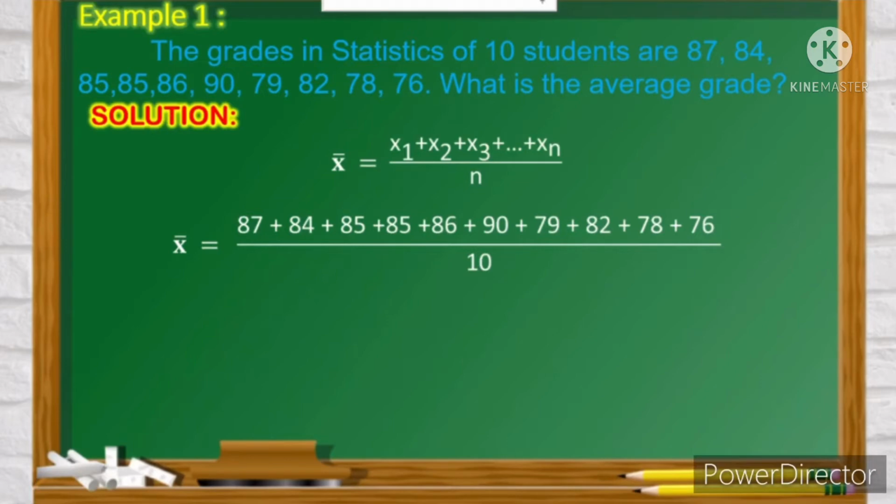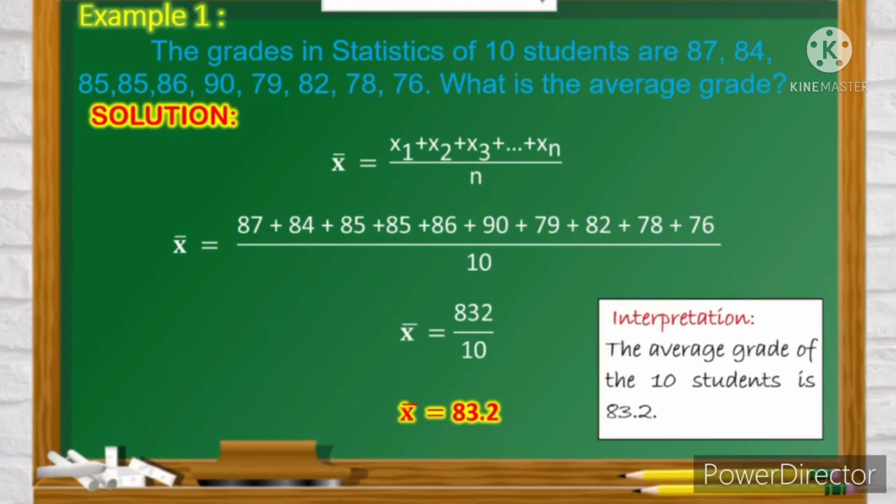Next is to perform the addition. We will get 832 over 10. Dividing 832 and 10, we will get 83.2. Therefore, the average grade of 10 students is 83.2.